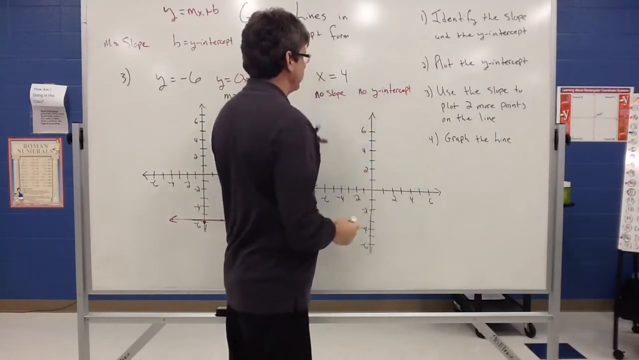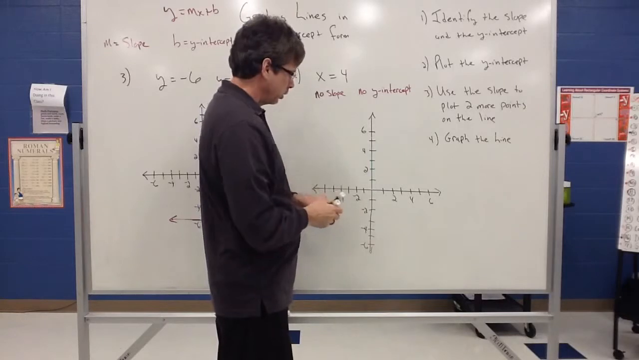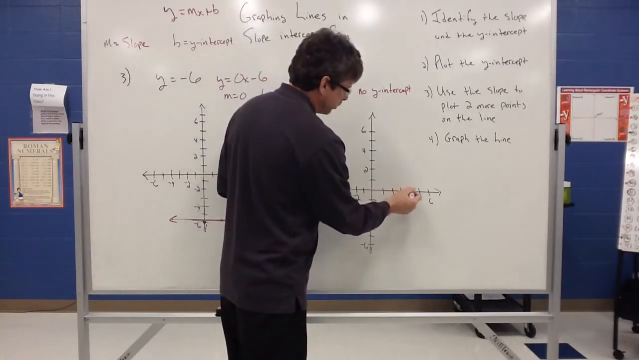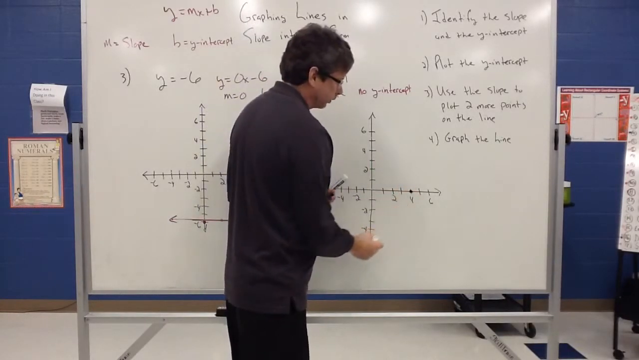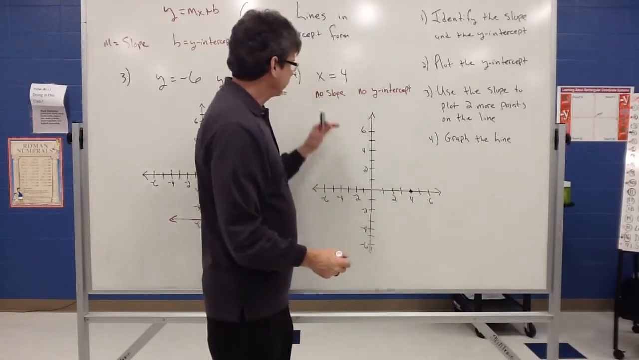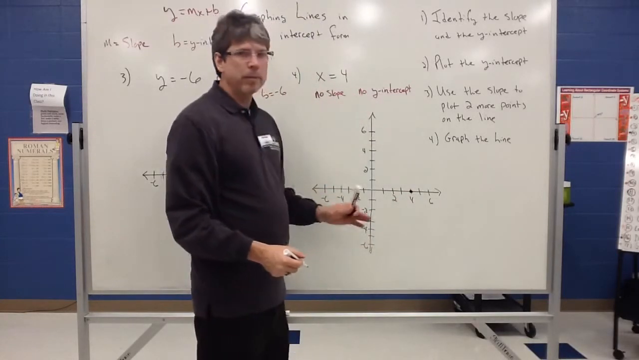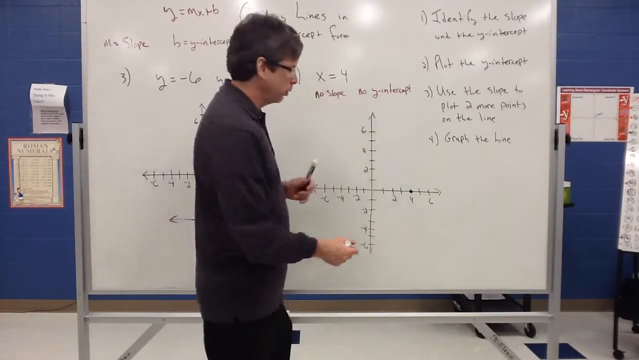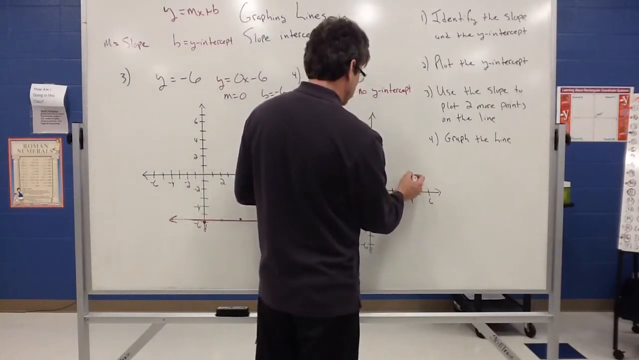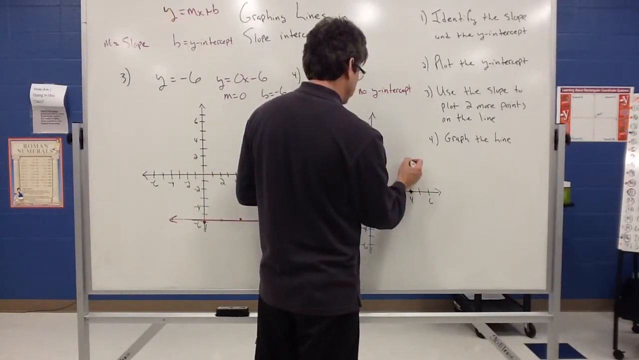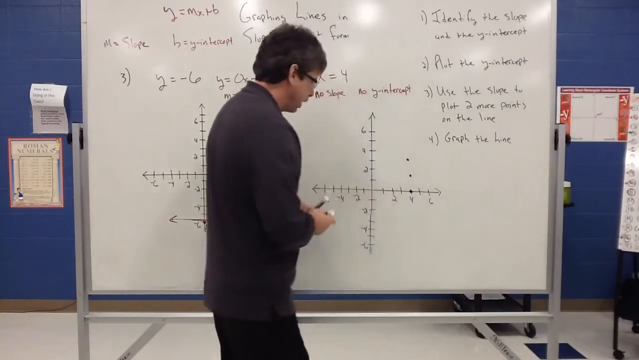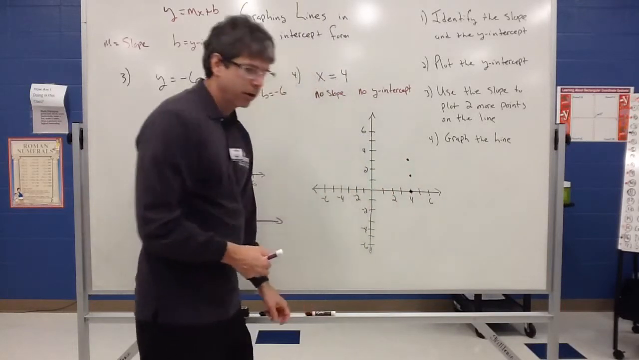So what I pick up on is x has to be 4. For x to be 4, that means I have to move 4 along the x-axis. So that's where x equals 4. But notice that since there's not a slope or a y-intercept, it's going parallel to the y-axis. So it's going in what we call a vertical direction. So I can make a couple of points going in a vertical direction, and that would allow me to create my graph.